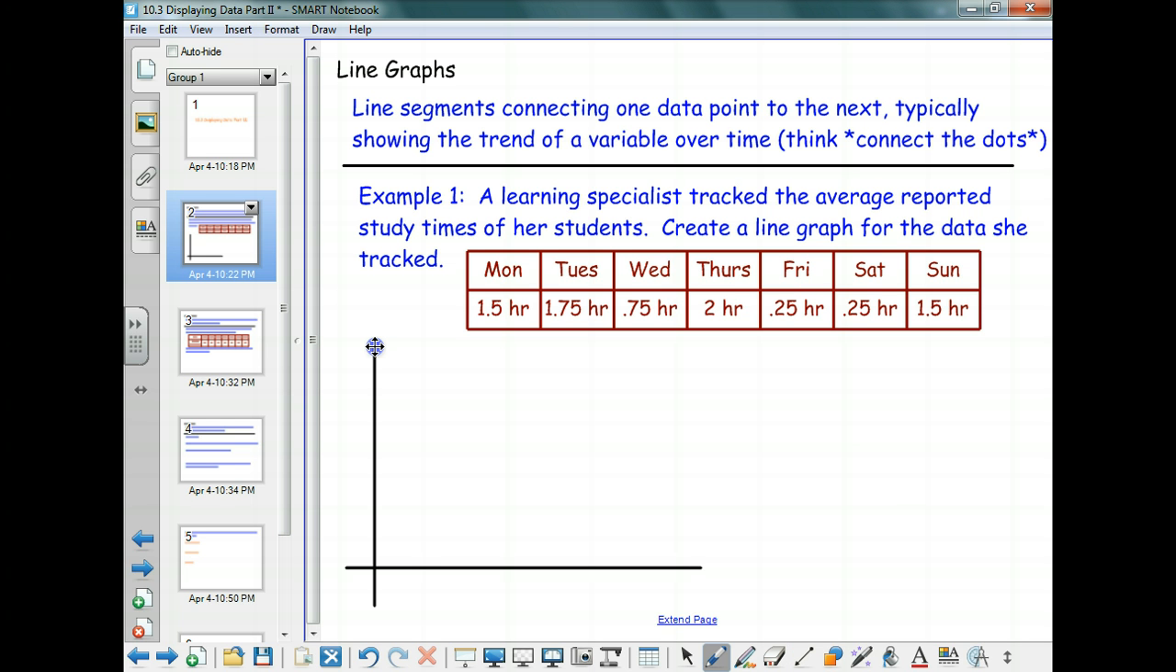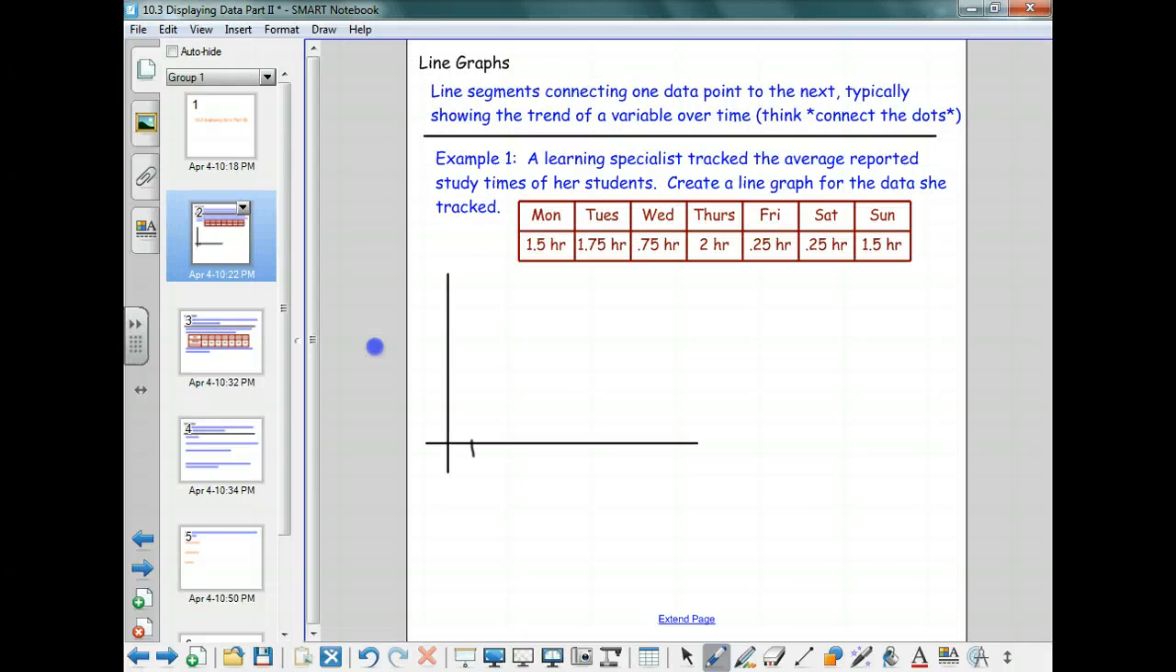And this actually kind of goes back to Haley's question. Our x-axis in this case is actually not going to be a number. What's going to go on my x-axis? The days. So they're actually not numerical data on that, but that's okay. So we're going to put our days. This is Monday, Tuesday, Wednesday, Thursday, Friday, Saturday, and Sunday.